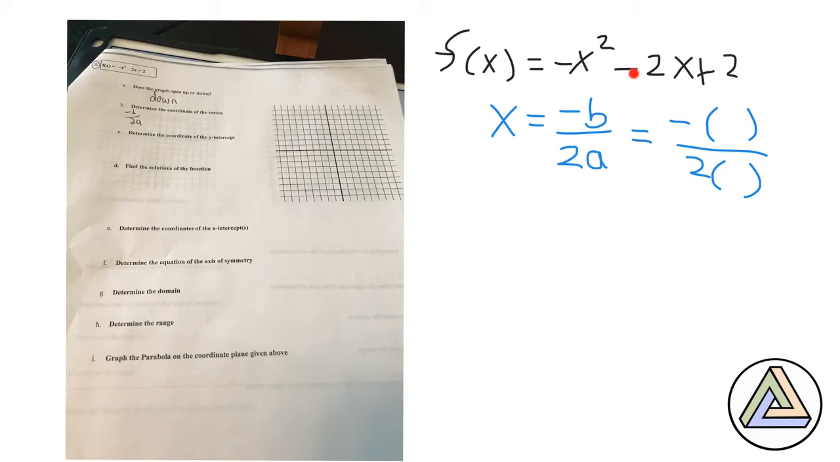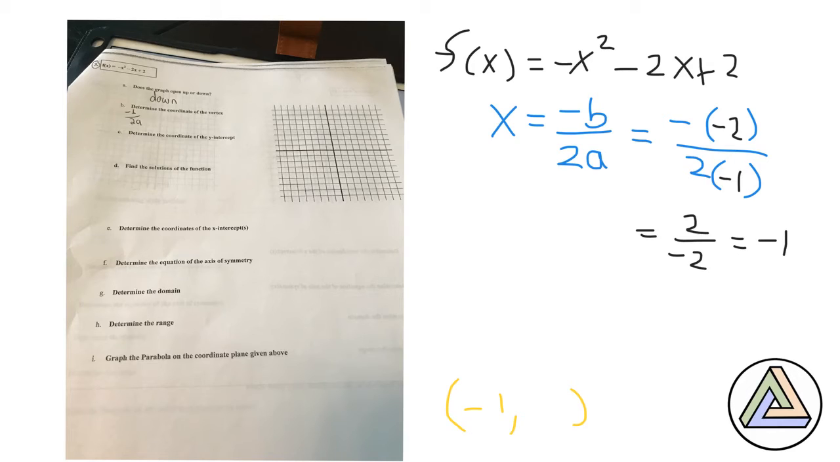It is a negative 1. What is b? It is a negative 2. So what goes in this empty parentheses? A negative 2. What goes in this empty parentheses? A negative 1. And as you can clearly see, it's going to be a negative negative 2, which will pump out a positive 2 over what will be a negative 2 over here. And that ends up becoming negative 1, all right? So we could say the x-coordinate of the vertex is negative 1.